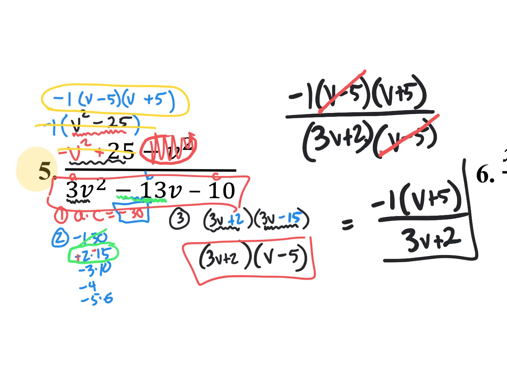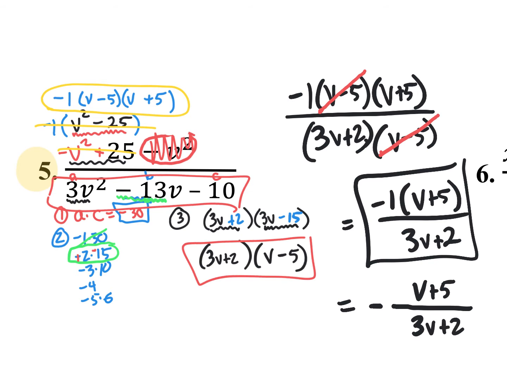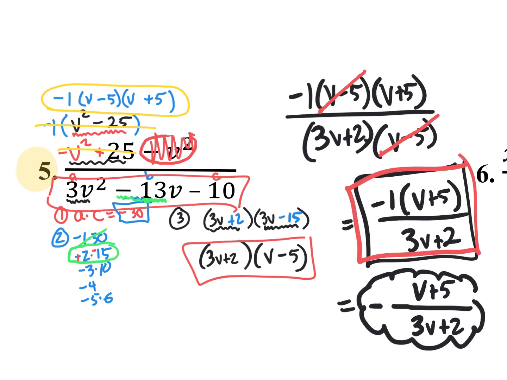This is your answer. Another possible answer would be to take that negative 1 and distribute it into both the v and the 5, which would give you a negative v minus 5. Or even another possible answer is to simply take that negative and put it out here in front of the parenthesis. That way you could leave the v plus 5 and the 3v plus 2 on the bottom. So this is another acceptable answer. But of course, this is totally fine.